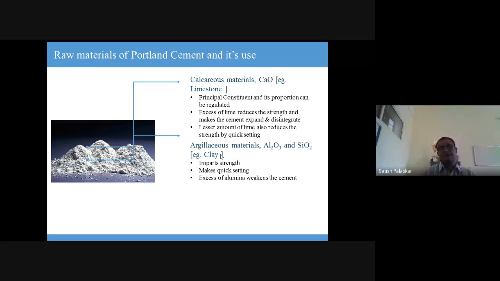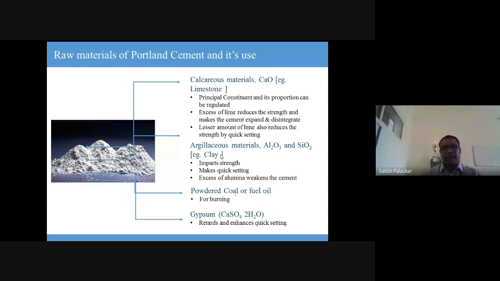The second constituent is the argillaceous material, Al2O3 and SiO2. That is called clay. What will it do to the cement? It will impart strength and make the cement quick setting, if it is in the right proportion. But if clay is in excess, it weakens the cement. In manufacturing, some powdered coal, that is fuel, is added for burning. And at the end, gypsum is added to retard the quick setting of the cement.